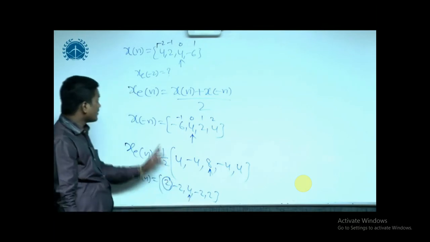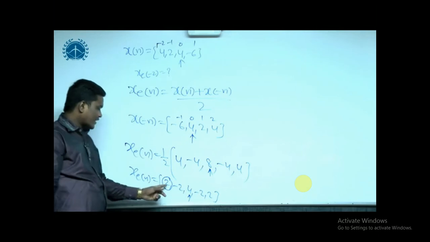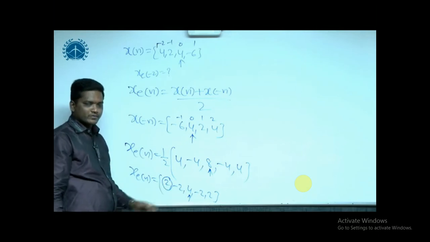Now it asks what is the value at minus 2. The value at minus 2 is 2. The answer is 2.